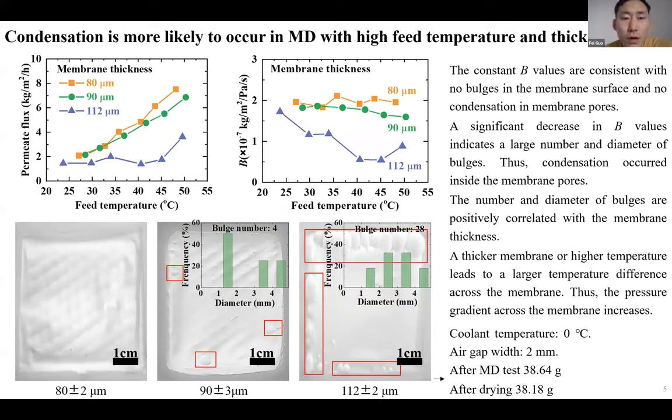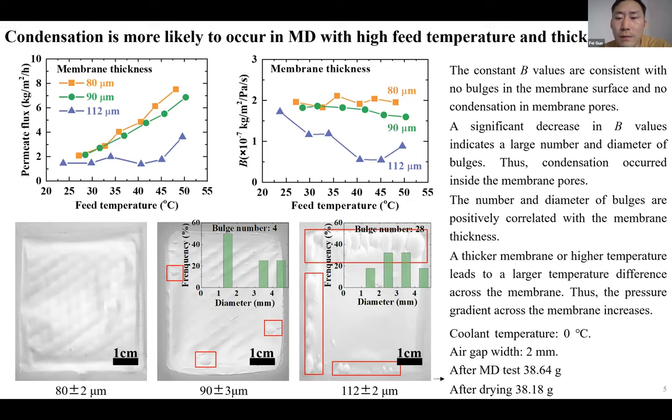Condensation is more likely to occur in MD with a high feed temperature and thick membranes. In this experiment, we use three kinds of membrane thickness. With a membrane thickness of 80 micrometers, the B values stay constant and there are no bulges on the membrane surface, so there is no condensation in the membranes. With a membrane thickness of 112 micrometers, the B value decreases significantly and there is a large number of large-diameter bulges on the membrane surface. A significant decrease in the B values indicates a large number and diameter of bulges, that is, condensation occurs inside the membrane pores.